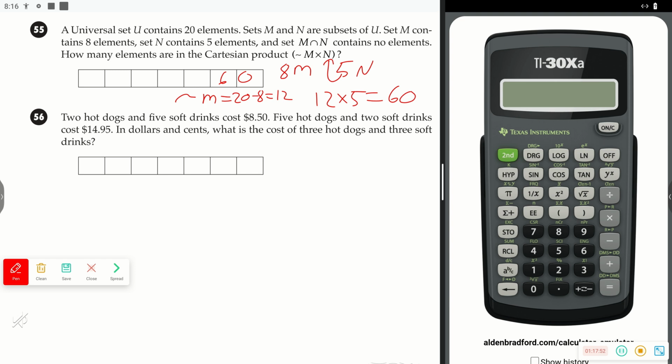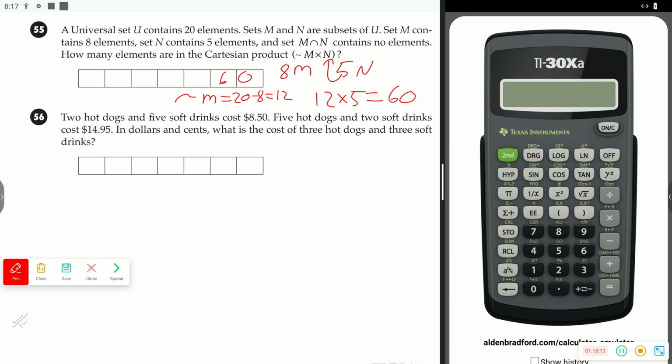Number 55. I'm just making sure the answer I gave you is right. Yeah, it says 60 elements. The correct answer is 60. All right, I'm not going to spend too much time on that one.